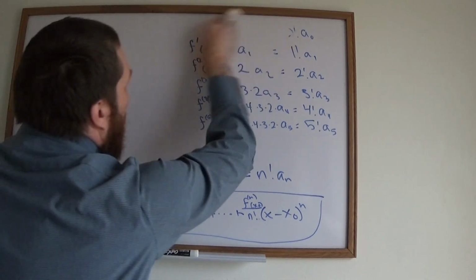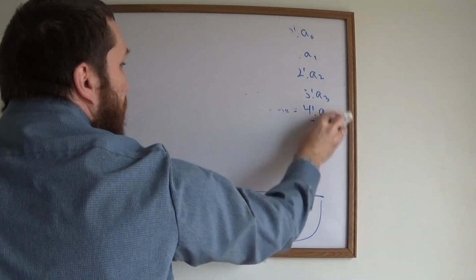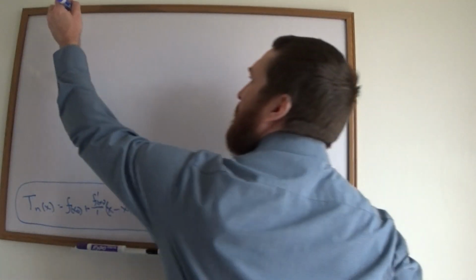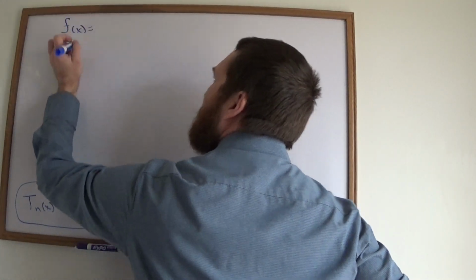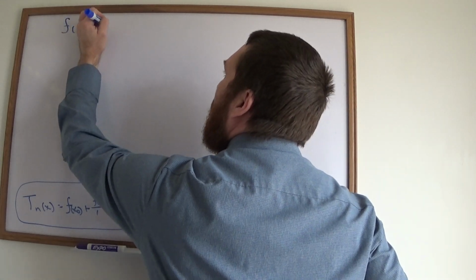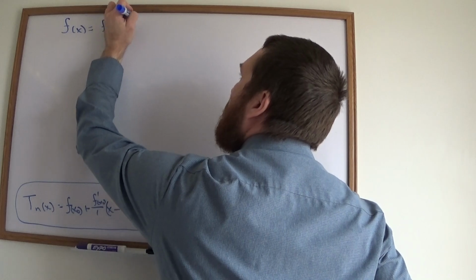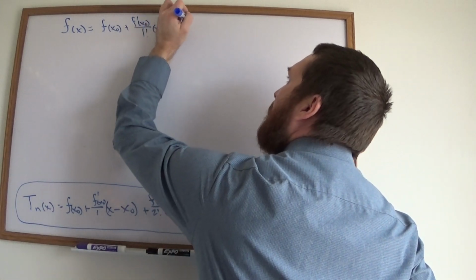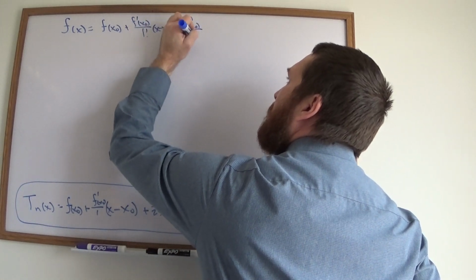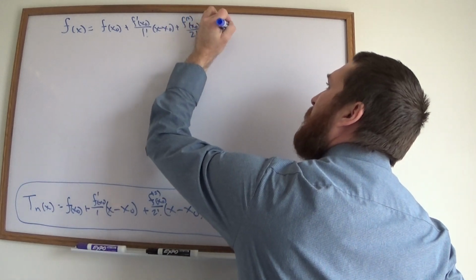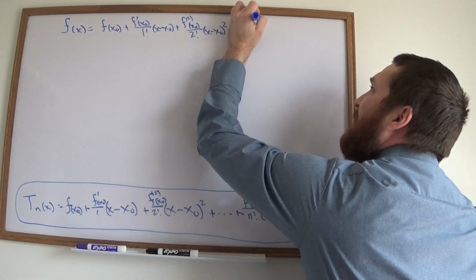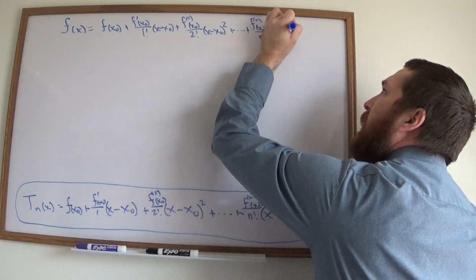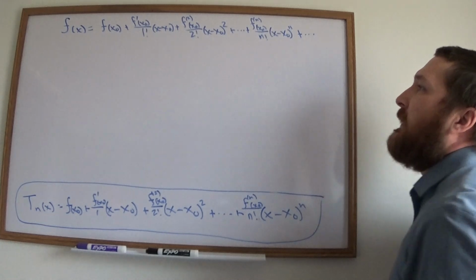Now, what do we say about limits? If you keep going, if you don't stop there, then your function is equal to f at x0 plus f prime x0 over 1 times x minus x0, plus the second derivative there over 2 times x minus x0 squared, plus all the way up to the nth derivative at x0 over n factorial times x minus x0 to the nth, and you keep going.